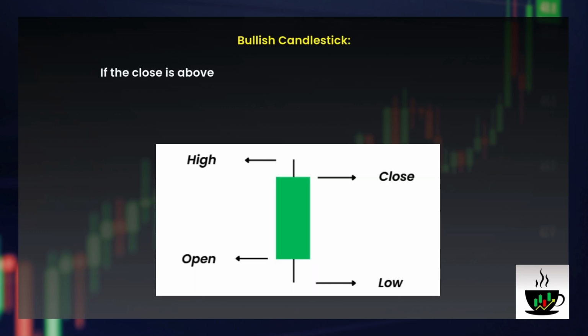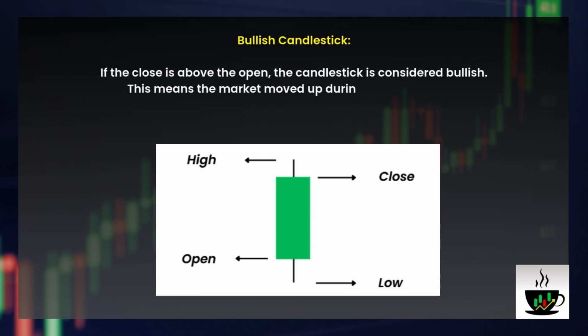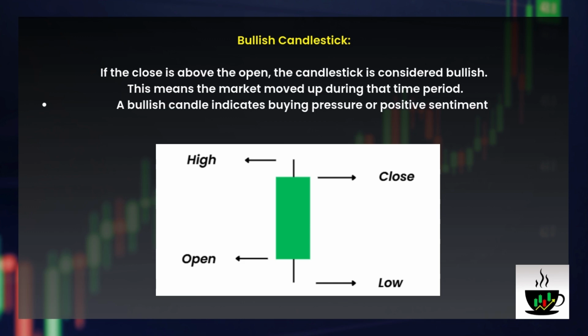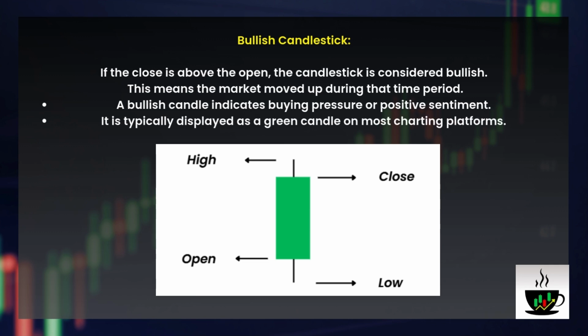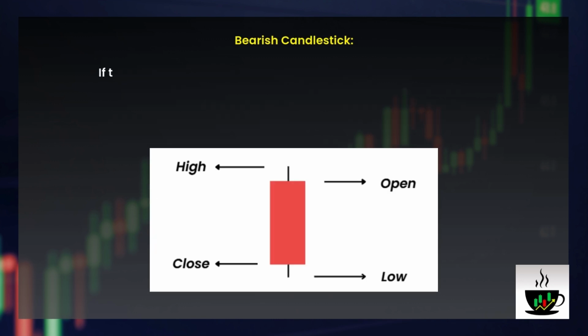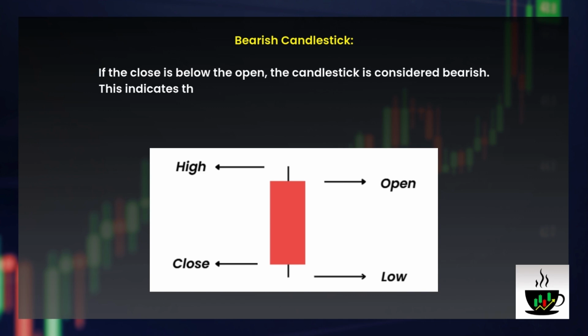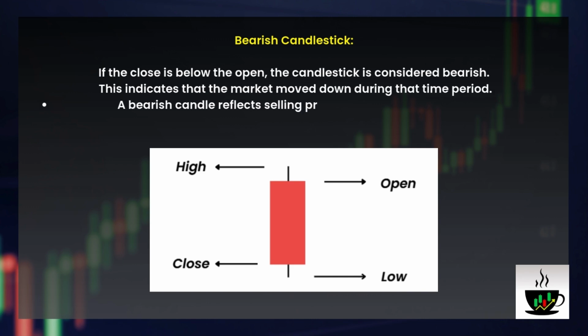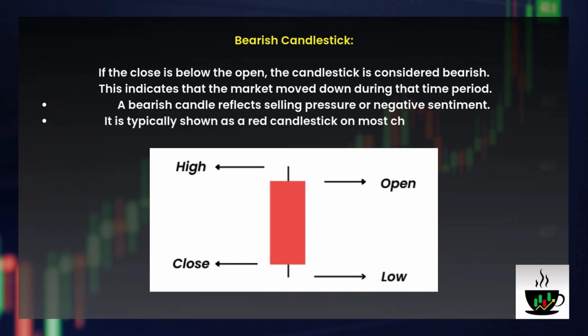Bullish candlestick. If the close is above the open, the candlestick is considered bullish. This means the market moved up during that time period. A bullish candle indicates buying pressure or positive sentiment. It is typically displayed as a green candle on most charting platforms. Bearish candlestick. If the close is below the open, the candlestick is considered bearish. This indicates that the market moved down during that time period. A bearish candle reflects selling pressure or negative sentiment. It is typically shown as a red candlestick on most charting platforms.